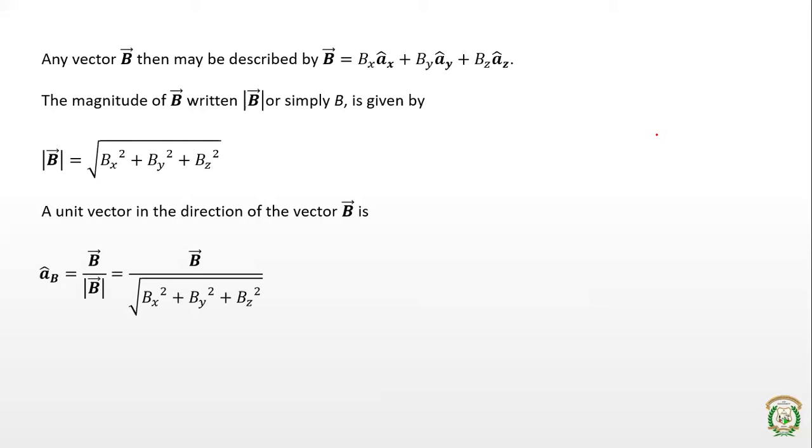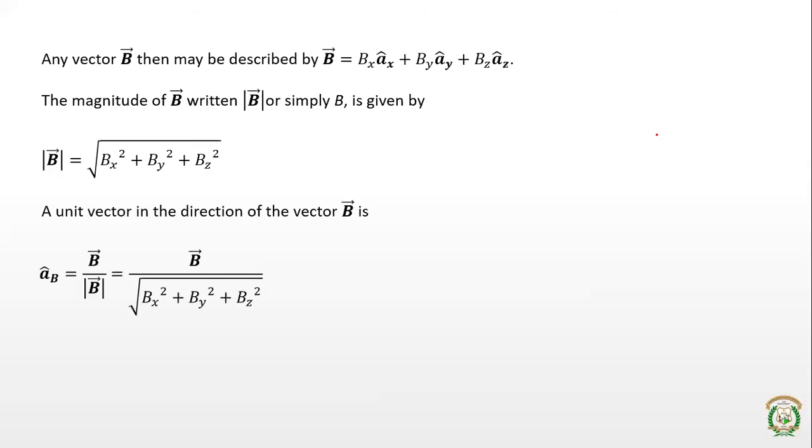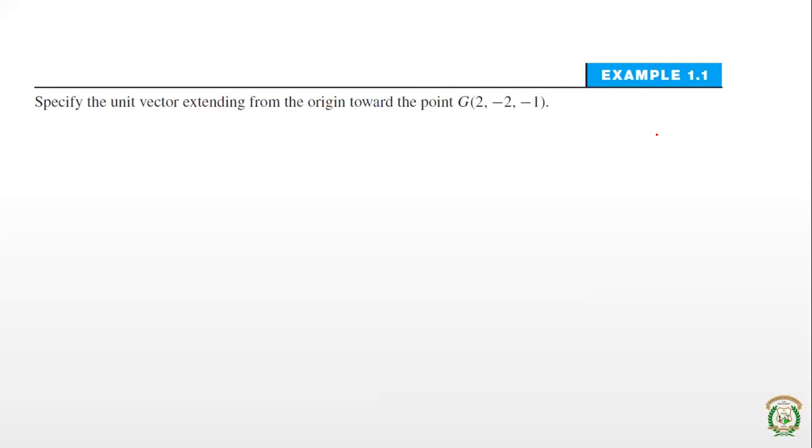So you should know how to obtain the unit vector of any given vector. So we will try some examples. So let us take this example. Specify the unit vector extending from the origin towards the point G of 2 comma minus 2 comma minus 1. So what do you mean by this? Unit vector extending from the origin towards the point G of 2 comma minus 2 comma minus 1.